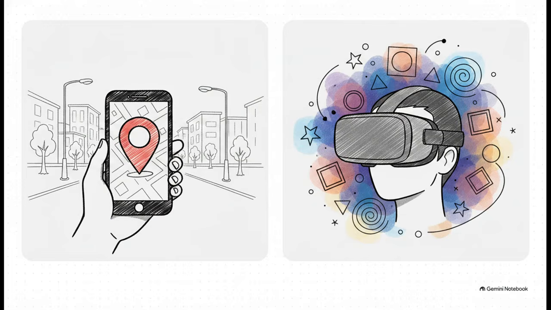Next up, keep these two distinct for your exams. AR, or augmented reality, just overlays digital elements on your real surroundings. Think of a digital map floating over the actual street you're walking on. VR, or virtual reality, on the other hand, completely replaces reality. It immerses you in an entirely computer-generated virtual space. Basically, remember it as overlay versus immersion.